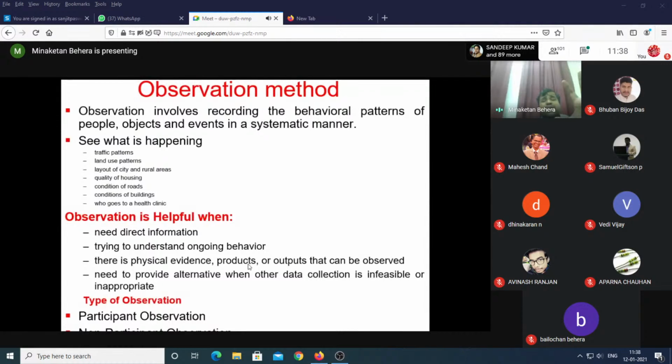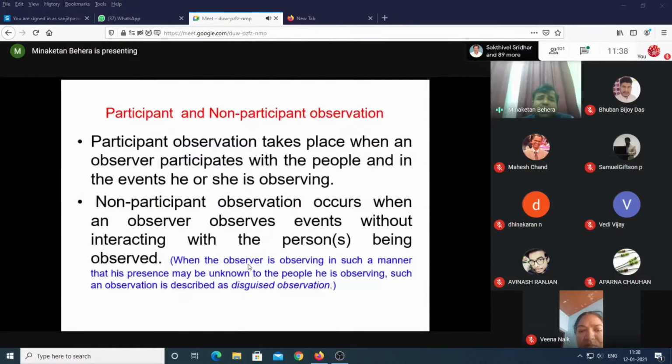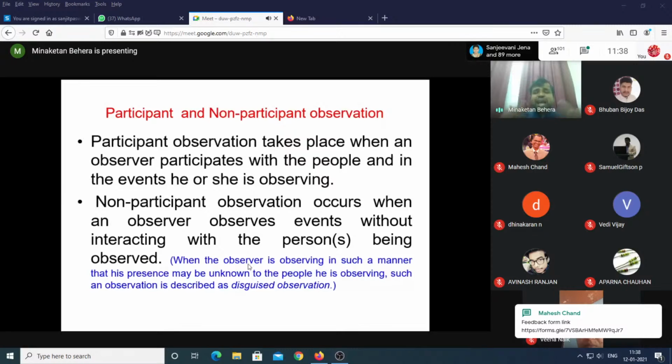As a researcher, it is your duty to be clear: what is your objective? What do you want to observe? What do you want to collect? You have to be very clear before you observe any individual, and be careful. When we talk about participant observation, it means you as a researcher are participating in that activity. Similarly, if you are not participating, the people in that situation do not know whether you are observing or not.